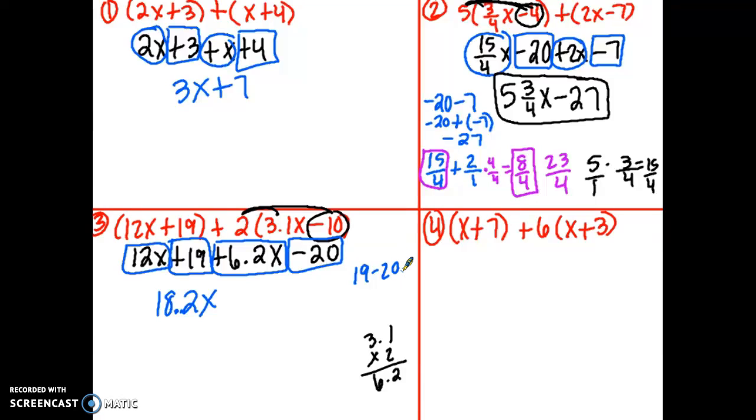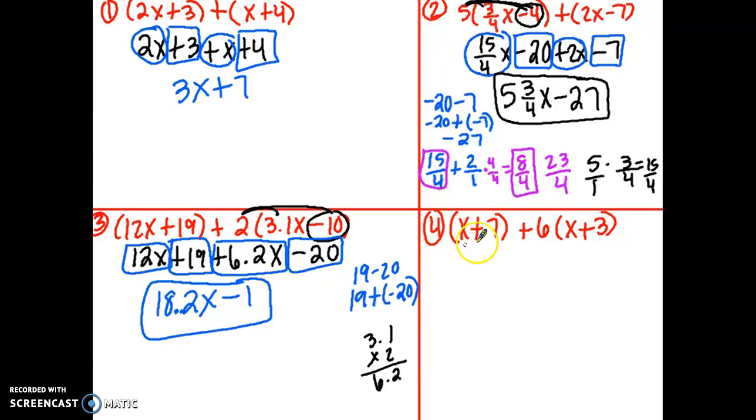I can't take 20 from 19, so I have to use additive inverse. 19 plus negative 20. I have different signs, so I subtract. 20 minus 19 is 1. My bigger number is negative, so my answer is negative. 18 2/10 x minus 1. Number 4, x plus 7 plus 6 times x plus 3.